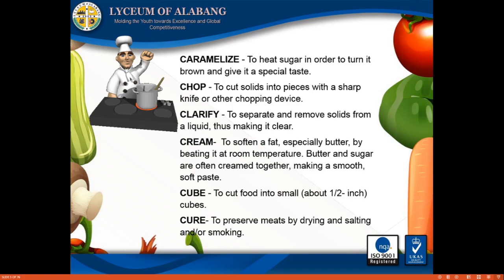Caramelize. To heat sugar in order to turn it brown and give it a special taste. So caramelize or caramelizing is the process of cooking sugar until it browns. When table sugar or granulated sugar is heated to a high temperature, about 340 degrees, it melts and it darkens. Chop. To cut solid into pieces with a sharp knife or other chopping device. So, simply na ikakatay nyo lang yung mismong mga ingredients such as fruits and vegetables.